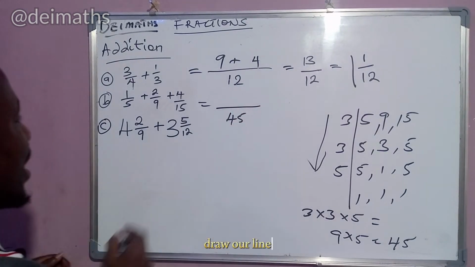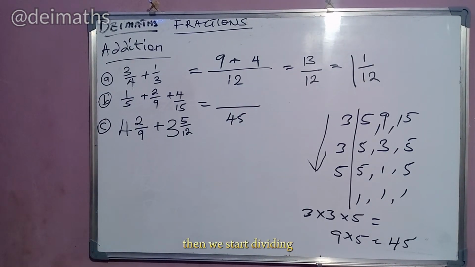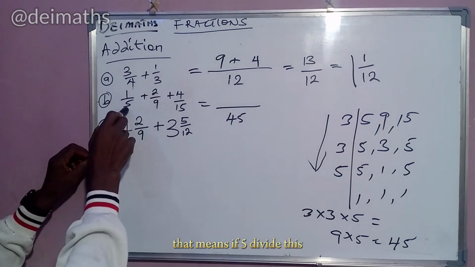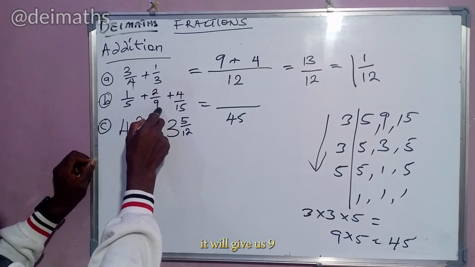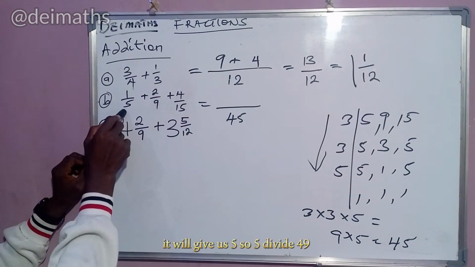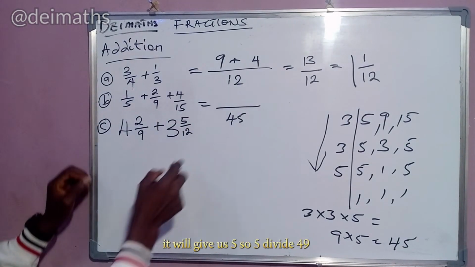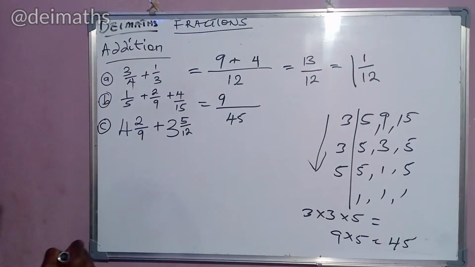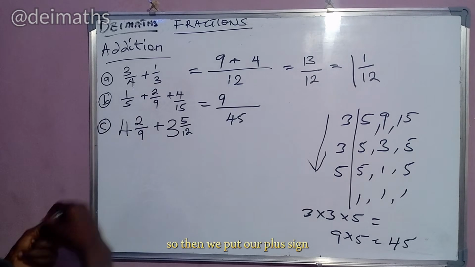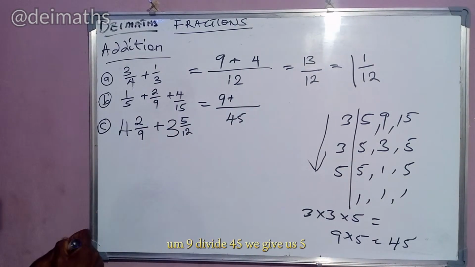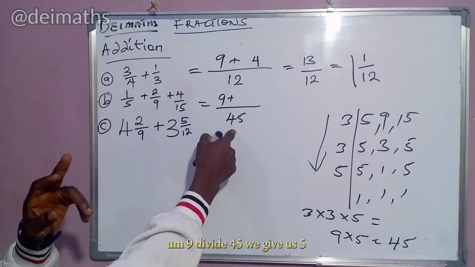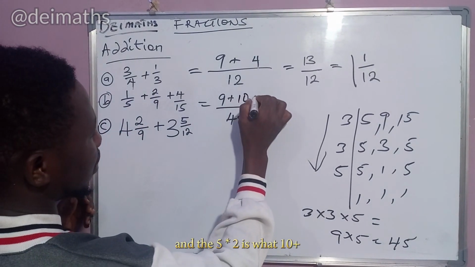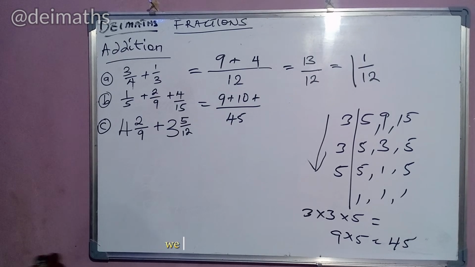What do we do? We draw a line, then we start dividing. Since we said 5 times 9 is 45, that means if 5 divide this, it will give us 9. And if 9 divide this, it will give us 5. So 5 divide 45, we have 9. And 9 times 1 is 9. So then we put our plus sign. 9 divide 45 will give us 5. And the 5 times 2 is what? 10, plus. We come to this.